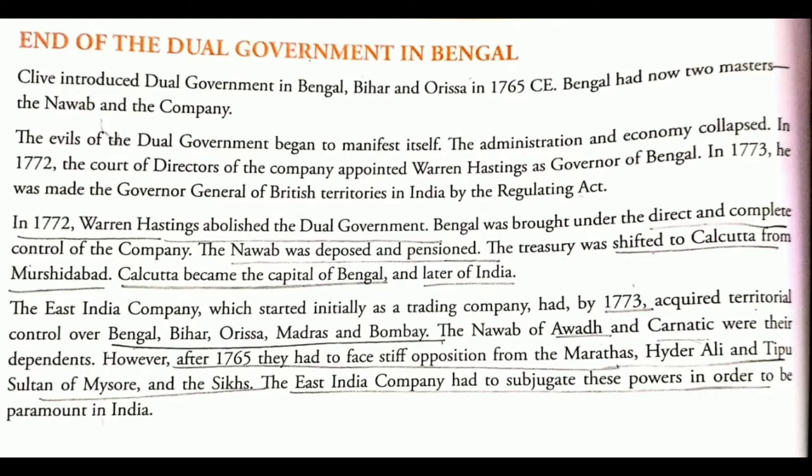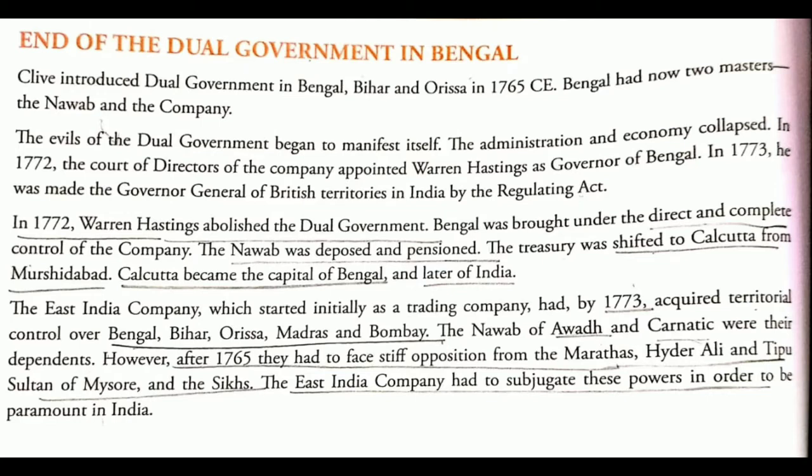So evil, do you understand? Evil means all the negative things started coming out. The problems started arising because there were two rulers now, and the people of Bengal were getting no benefit. The administration and economy collapsed. In 1772, the court of directors of the company appointed Warren Hastings as governor of Bengal.